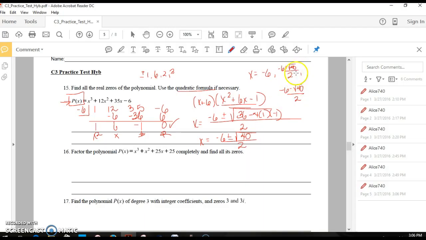If this upsets you and you want to round to the hundredth, that's fine with me too. Factor the polynomial, that's a good sign. When it says factor, that usually means you can get around using the quadratic formula. Factor the polynomial completely and find all of its zeros.